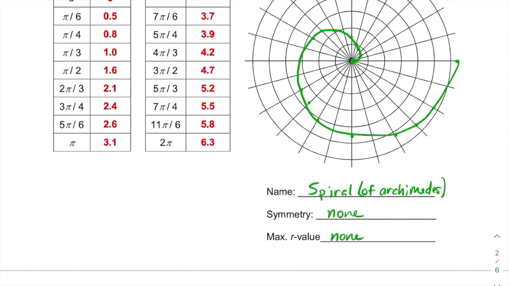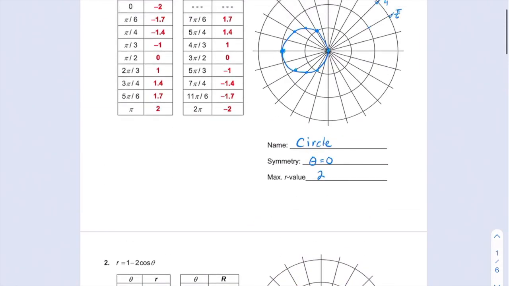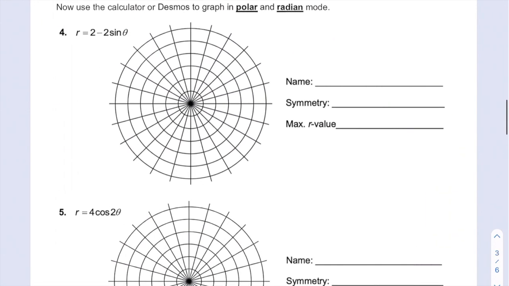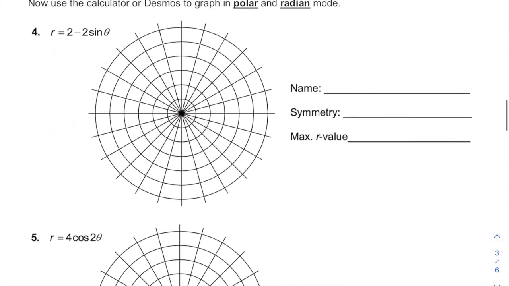So this is another cool graph. So far we have seen a circle, a limacon, and a spiral. Now we're going to do a couple more, and we are going to use the calculator, or Desmos, for the sake of time, because these do get a little bit lengthy to draw by hand. We're going to start going through a bunch of these, and I'm going to use Desmos.